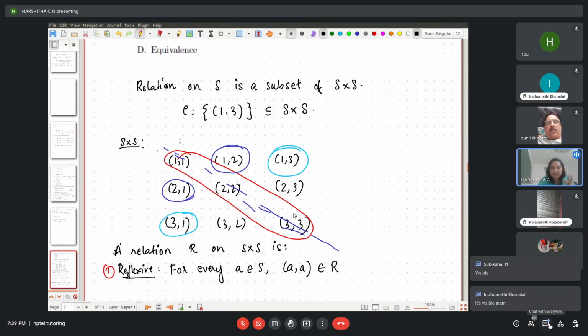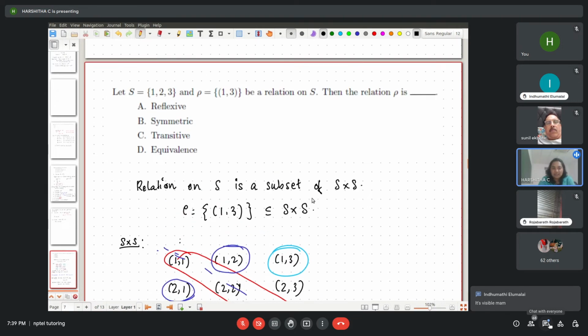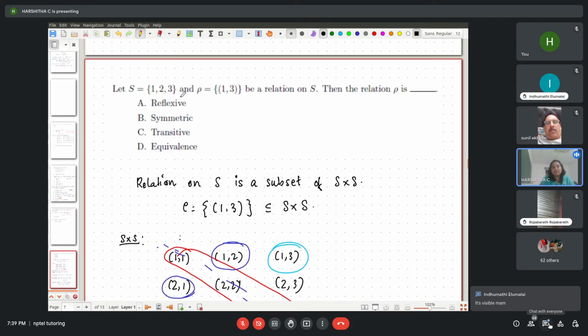It doesn't satisfy the other two because if you look at reflexive, what does reflexive mean? You should have things like 1 comma 1, which we don't have, right? So it is not reflexive. It is not symmetric because 1 comma 3 belongs to this relation, but 3 comma 1 does not belong to it.